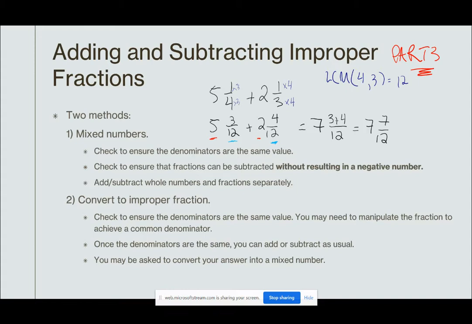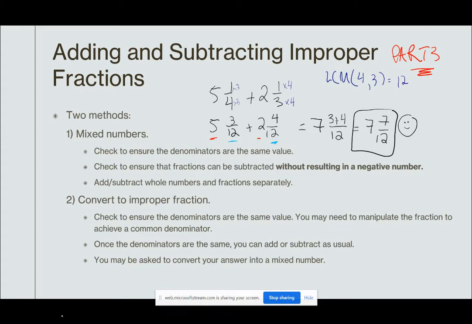I'm checking to see if I can reduce this anymore. I've got 7 in my numerator, and 7 is not a multiple of 12. So this is in my fully reduced form. I'm done. So this is method A. We can also do method B, or method 2, converting it to an improper fraction. This is if you encounter a problem where you have two improper fractions and you're adding or subtracting, just leave them as improper fractions. This could be a little bit quicker.